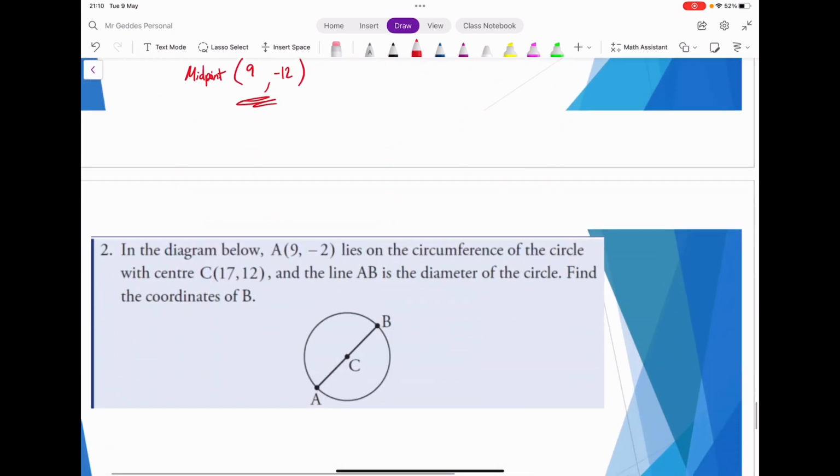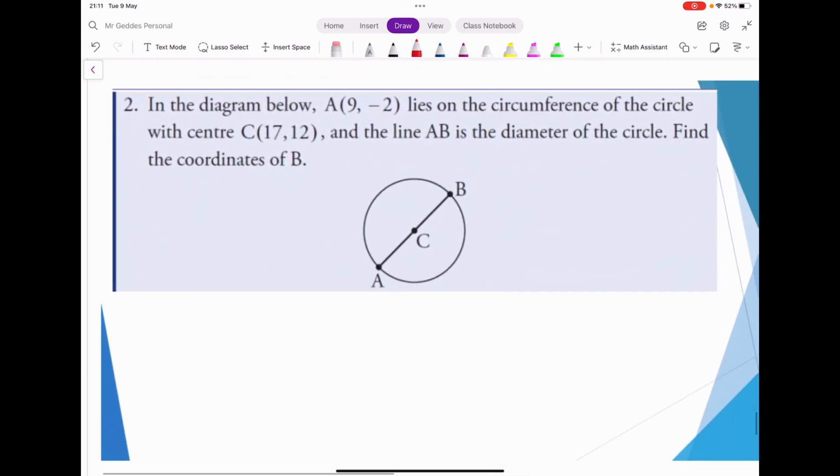Now just to expand a wee bit on that, we've got one last question here for this set of notes, and that is in the diagram here below. A 9, negative 2 lies in the circumference of the circle with centre 17, 12, and the line AB is the diameter of the circle. Find the coordinates of B.